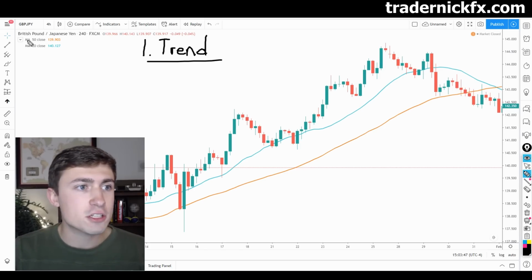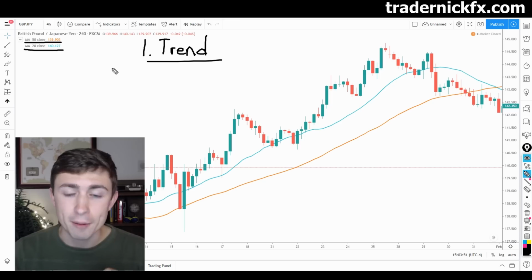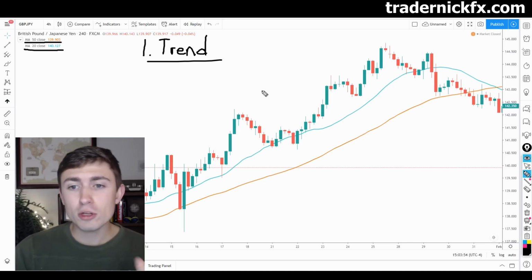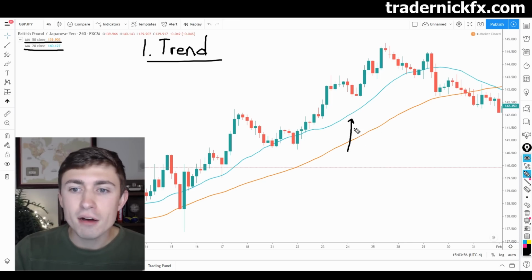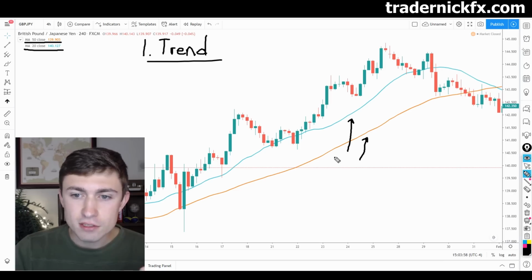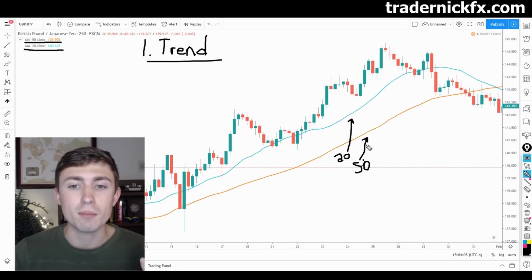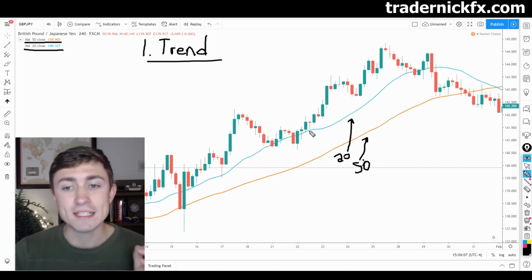Well, you can see on the chart here, just for my personal preference, I have the 50 period and the 20 period MA. So very simply, I'm looking to see that the 20 period is above the 50, right? So we'll put 20 here and we'll put 50 here, right? So very simply, in order for this to be considered a trending market, these two have to be lined up. That's kind of my first criteria.